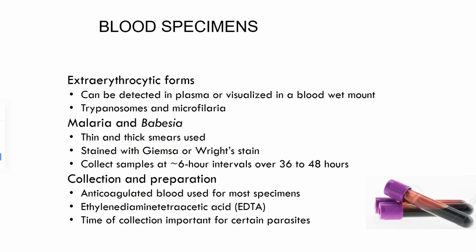Depending on where these organisms are in their life cycle of infection, some organisms may or may not be actively present in the blood or in the blood cells at the time that you do the blood collection. So it's important to collect multiple specimens to try to capture them when they are in the blood, because we don't really know when they're going to leave the liver or leave their primary organ and go into the bloodstream. Collection and preparation: anticoagulated blood is used for most specimens. EDTA is common. Time of collection is important for certain parasites.